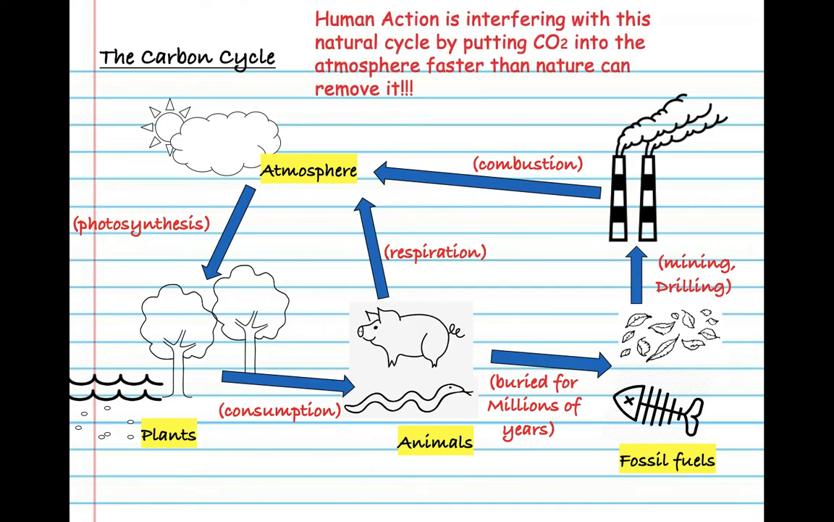Now, I want you to make sure that you put this at the top or somewhere where it looks important. The reason we care is because human action is interfering with this natural cycle by putting CO2 into the atmosphere faster than nature can remove it. So this carbon sink, if you want to call it that, is overflowing, but there's nowhere for it to go. It can only go so fast in the plants. And this is actually further complicated by the fact that deforestation, which we talked about, is a real thing. The fewer plants that you have, the slower you're going to be able to take that CO2 out of the atmosphere. So we're doing so many different things that are making this problem worse and worse and worse.